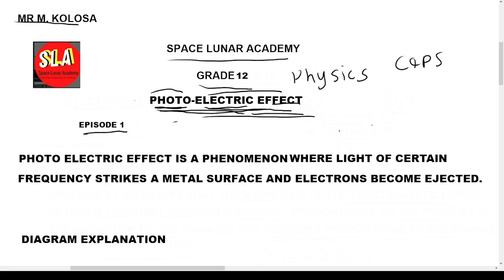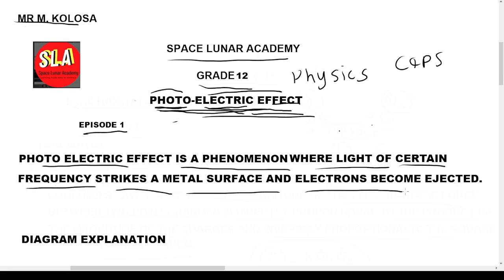Okay, so in exams, they will say define the term photoelectric effect. So you have to know that the definition of photoelectric effect is a phenomenon whereby light of a certain frequency strikes a metal surface and then electrons become ejected. In other words, it is that process whereby light of a certain frequency strikes a metal surface and then electrons are ejected from that metal surface.